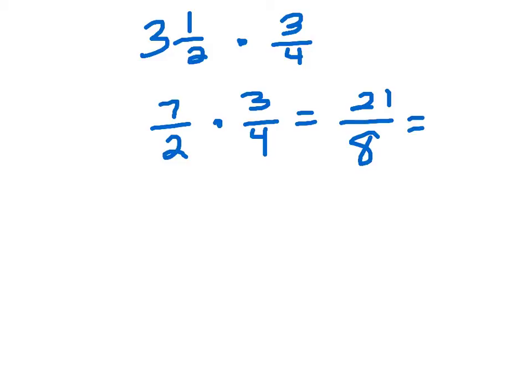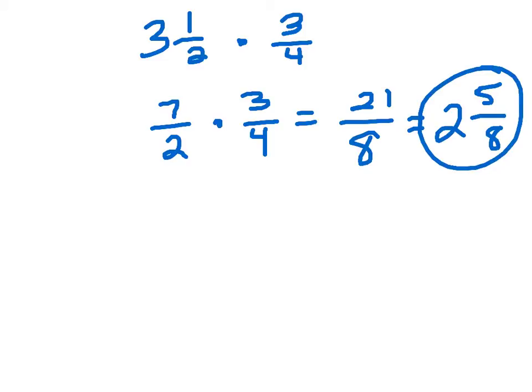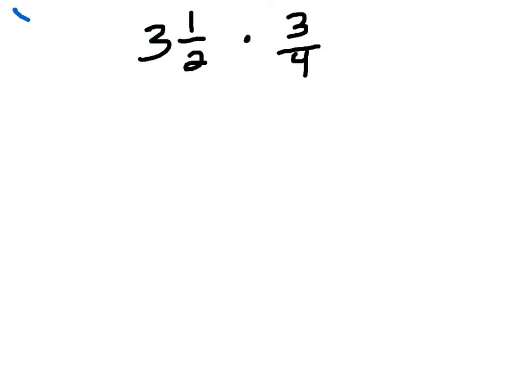And then you would need to create a mixed number with this again. 8 goes into 21 2 times, with 5 left over, and there will be our answer. Another way we can solve this is to actually break up our mixed number. Instead of making an improper fraction with it, just break it into the whole number and the fraction.